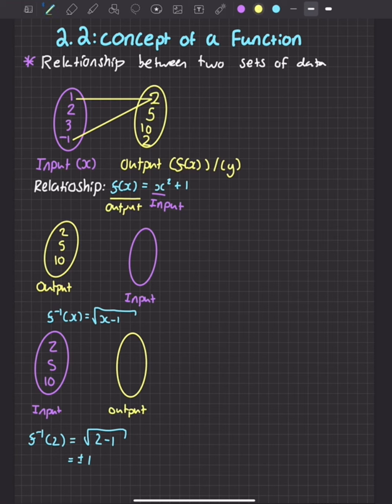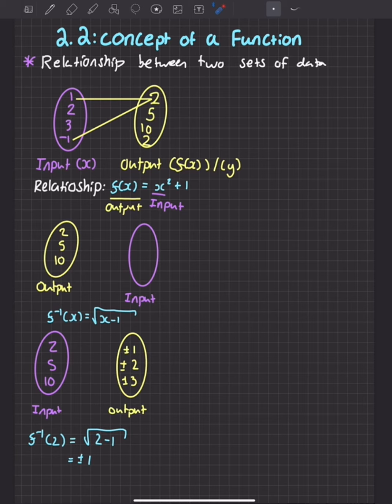So your new output is plus or minus 1. And if you keep doing it, you get plus or minus 2, plus or minus 3, etc. Okay, so now you have values for this set of data, this set of data, this set of data, and you just have this one left, right? So what do you put in here?